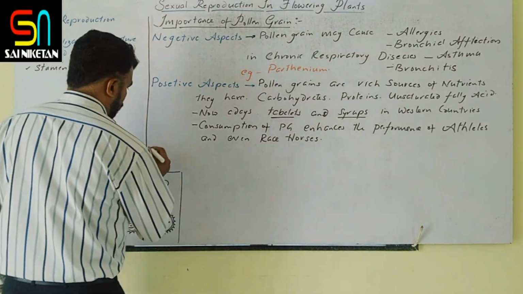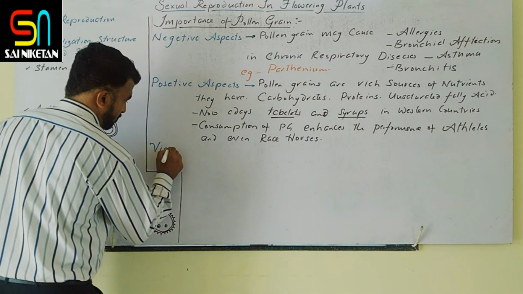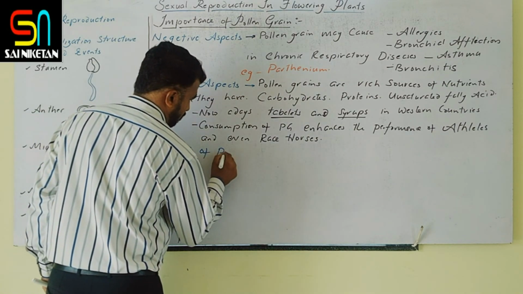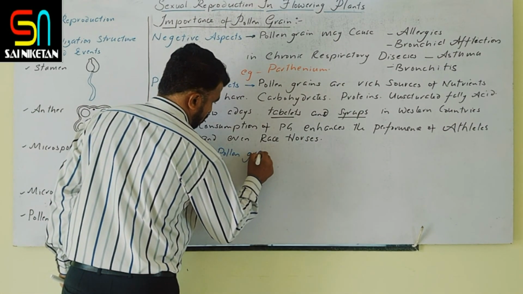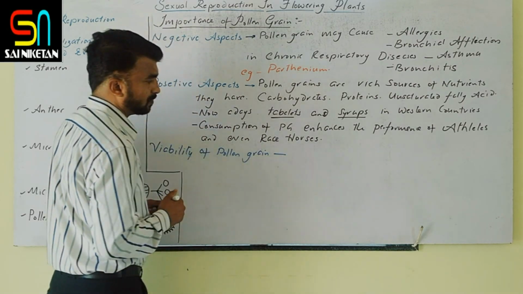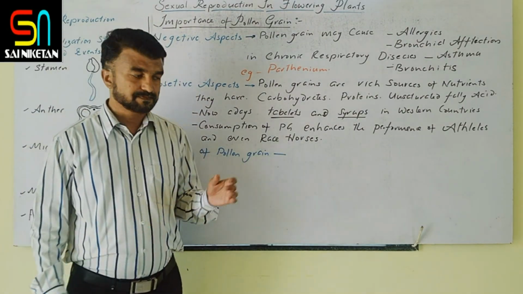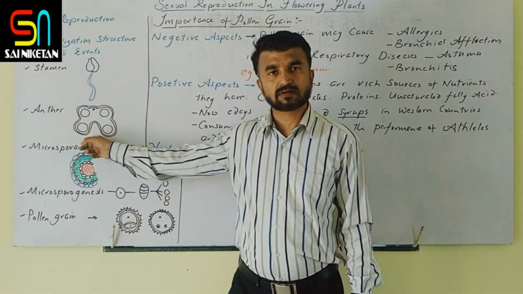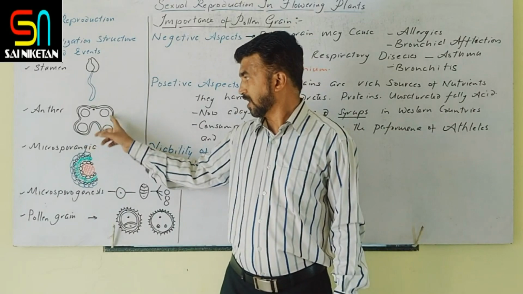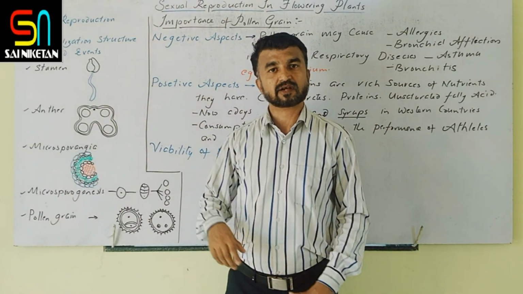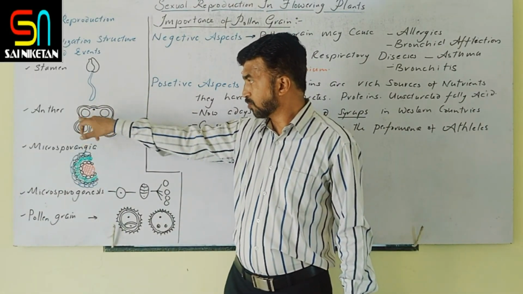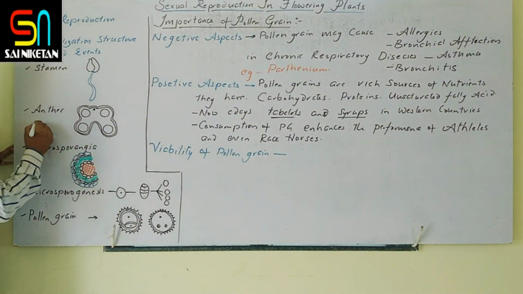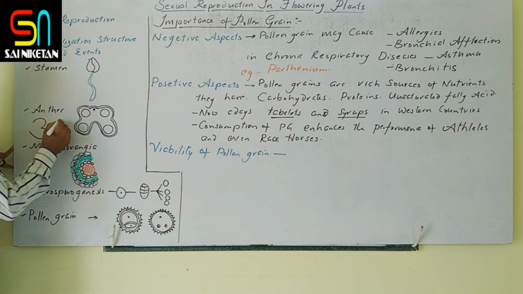Now one more topic, that is viability of pollen grain. Viability: when pollen grains are produced in the anther at maturity, the sterile tissue present between the pollen sacs degenerates and undergoes dehydration. Suddenly the anther will rupture. This is a young anther. For the mature anther, one more figure is given like this.